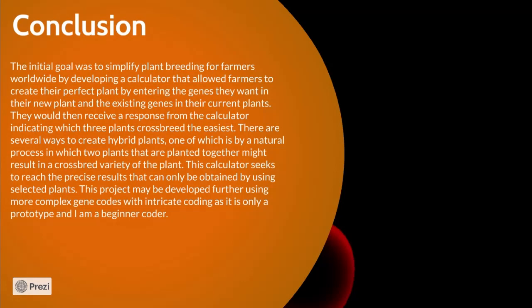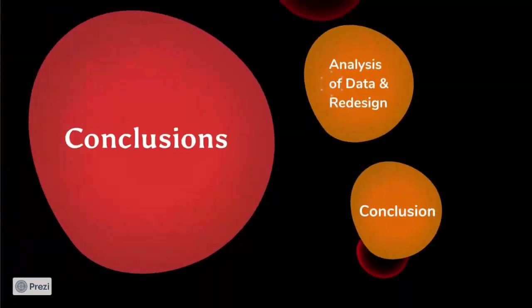There are several ways to create hybrid plants, one of which is by a natural process in which 2 plants that are planted together might result in a crossbred variety of the plant. This calculator seeks to reach the precise result that can only be obtained by using selected plants. This project may be developed further using more complex gene codes with intricate coding, as it is only a prototype and I am a beginner coder.